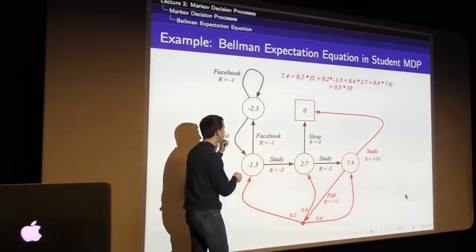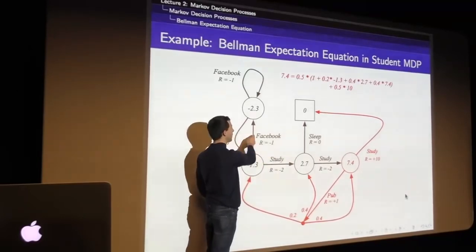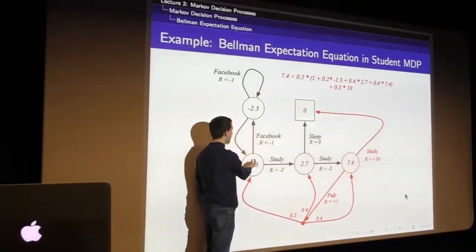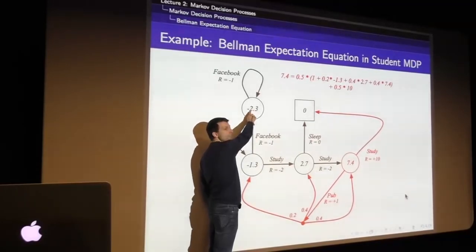Everything, you can implicitly imagine there's one of these black dots in every one of these other arcs. So if you go to Facebook, there's a black dot here that says the action is taking you to that black dot, but that black dot is always taking you here with probability 1.